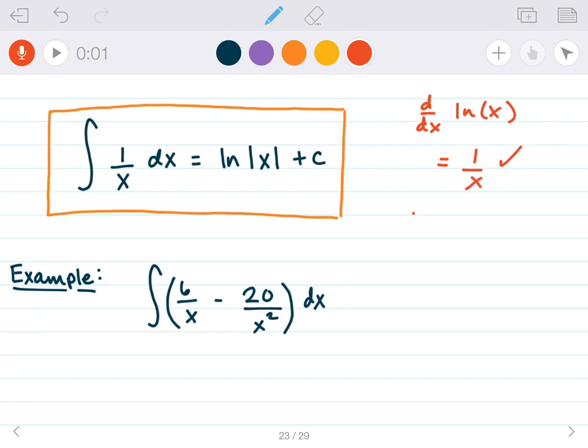But also, if we took the derivative of ln of negative x, we would have to use the chain rule here, right? And that would just be 1 over negative x times the derivative of the inside, which is negative 1, giving us, again, 1 over x. So the absolute value is coming from the fact that this could be a positive x or a negative x. All right, so the indefinite integral of 1 over x is ln of the absolute value of x plus c. So let's go ahead and do an example here.